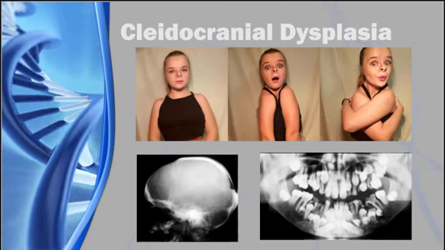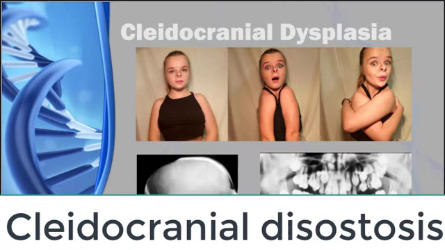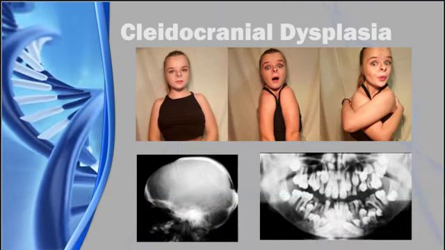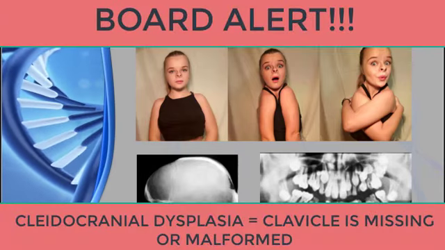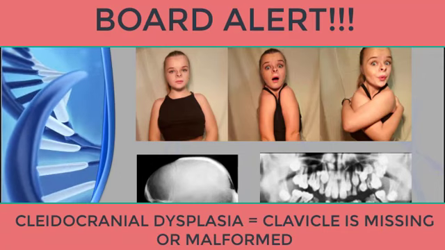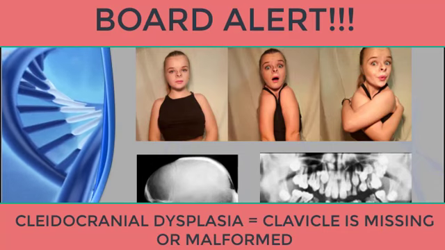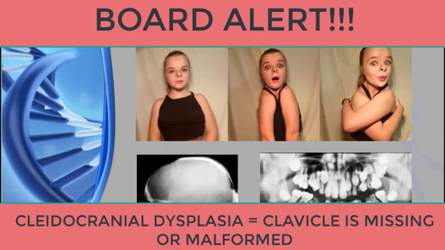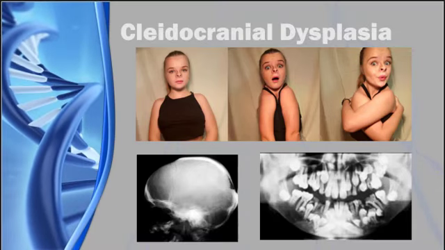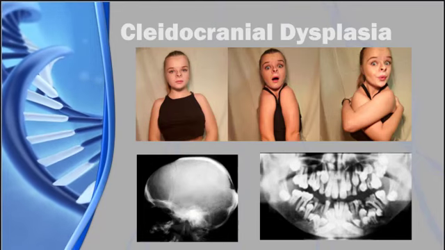Cleidocranial dysplasia is also called Cleidocranial Dysostosis, and this one is distinguishable by its effect on the collarbone. So this is a board alert. With these patients, the clavicles are going to be underdeveloped or missing, which allows them to bring their shoulders in very close together. They're going to have other craniofacial malformations, but in particular, the clavicles are a distinguishing feature of this disorder. They'll also have a large head.